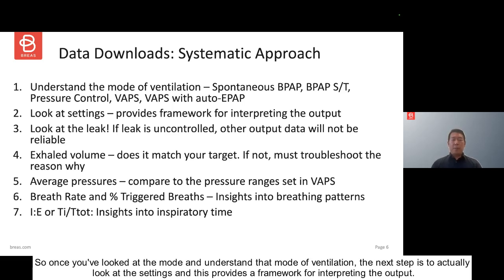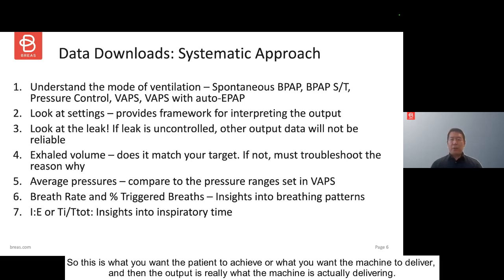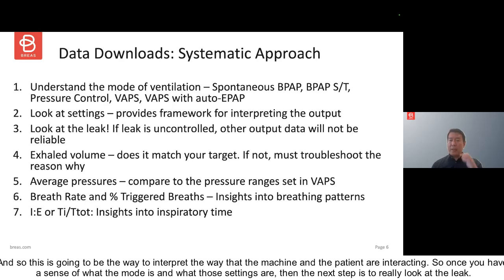Once you've looked at the mode and understand that mode of ventilation, the next step is to look at the settings. This provides a framework for interpreting the output. The settings are what you want the patient to achieve, or what you want the machine to deliver, and the output is what the machine is actually delivering. This is going to be the way to interpret how the machine and the patient are interacting.